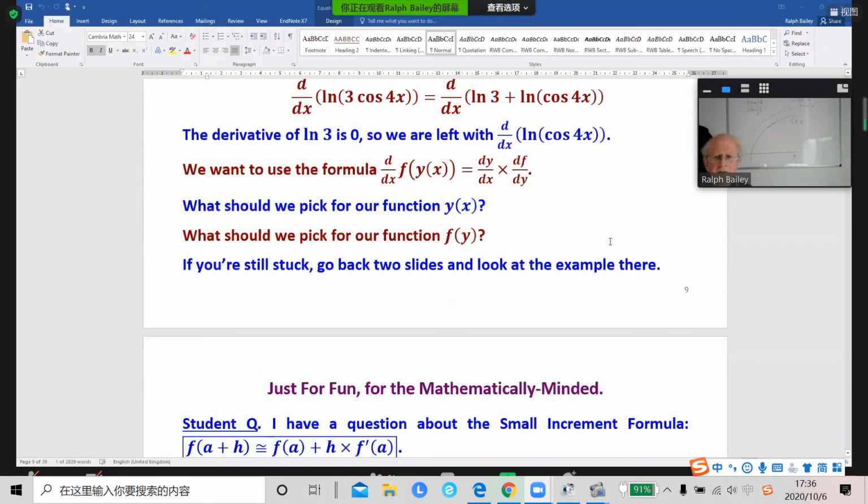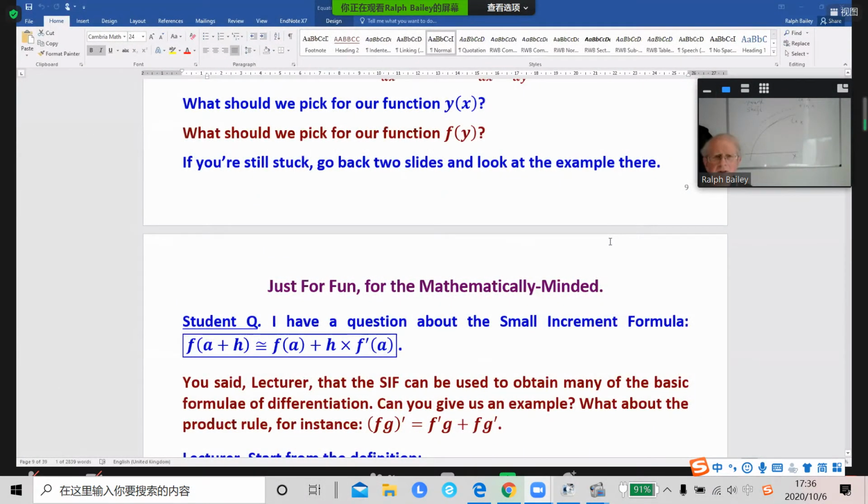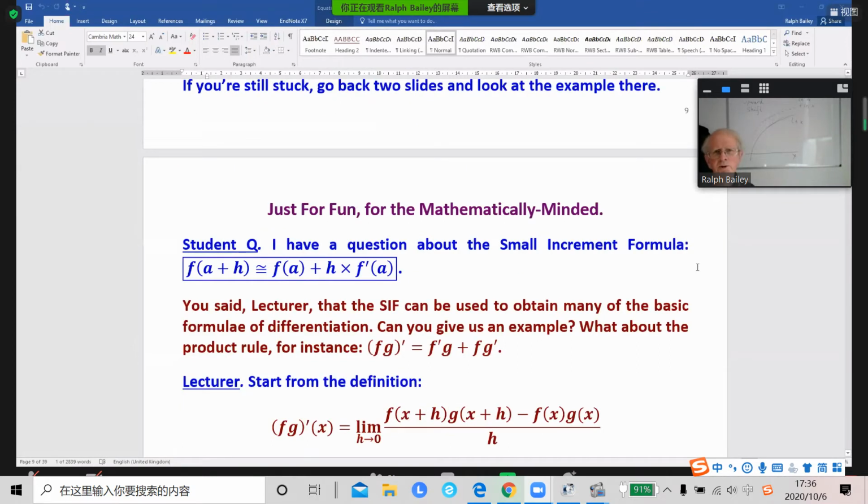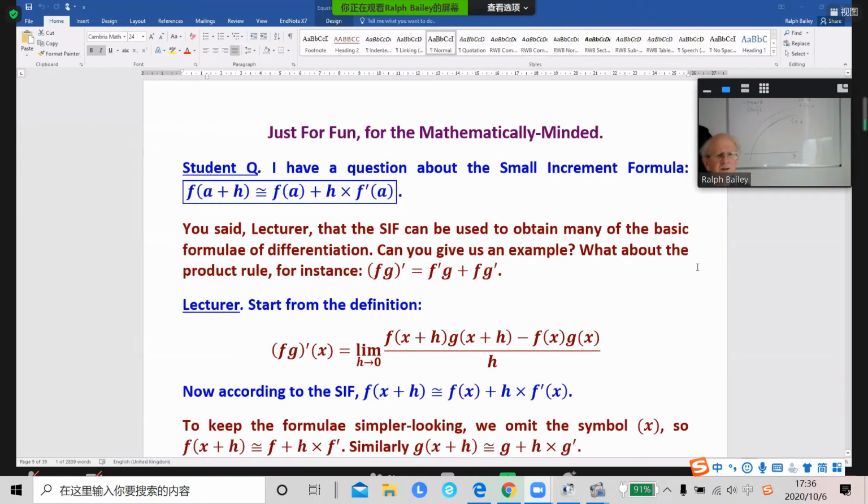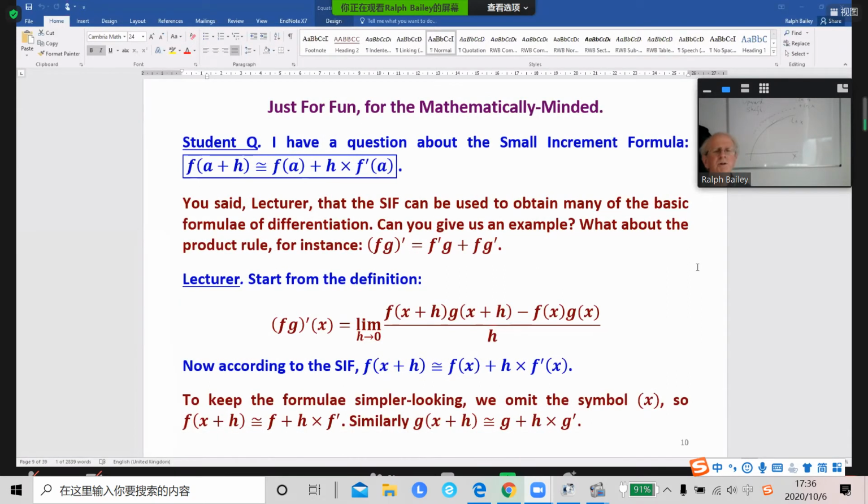Right, the next bit. There are probably other things in the course like this. I like them, I put them in because I like them, and I think they will interest some of you. But I can imagine they might intimidate other people, so don't get intimidated. There's enough non-intimidating material in the course. This isn't the sort of thing I would set in an exam, but I think it's an attractive application of the small increment formula.